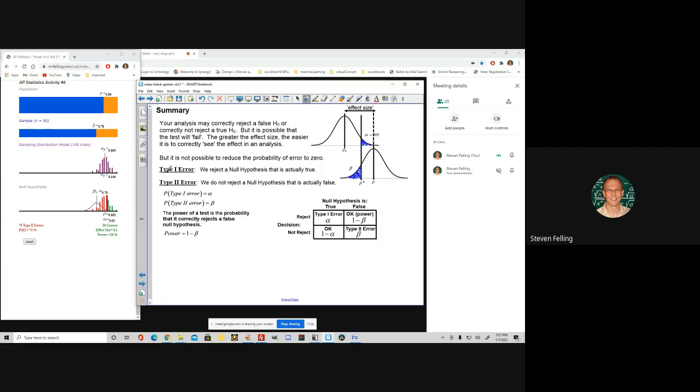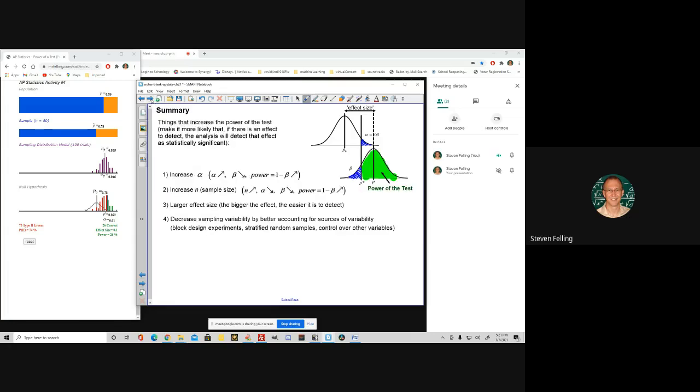Okay, so a type 1 error is when we reject the null hypothesis, even though it was true. And a type 2 error is when we don't reject the null hypothesis when we should have because it was false. Okay. The probability of a type 1 error is called alpha, the probability of a type 2 error is called beta, and the power of a test is 1 minus beta.